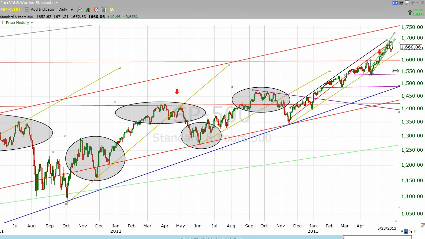So at some point, we'll get a pattern. The market almost always does that. But so far, just not there, not yet. So we've got to stick with the trend lines.